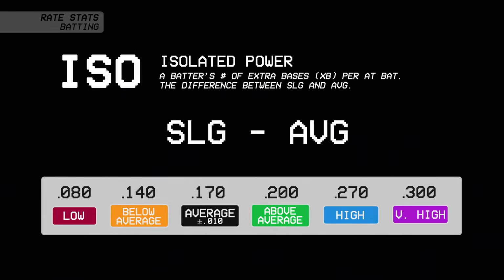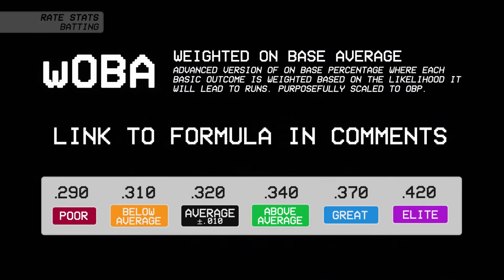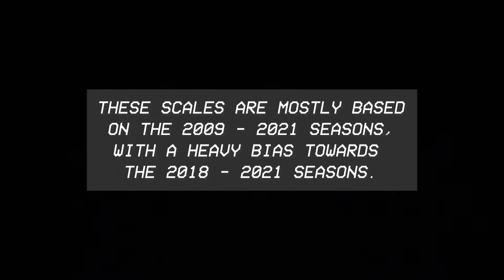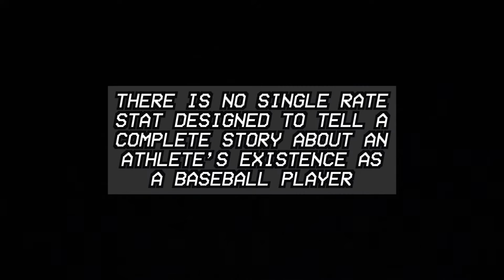Even though I'm confident in these scales for the purposes of this video, they might be out of date by the time you watch this. That's just the nature of baseball statistics. I've based these scales primarily on the past 12 seasons with a heavy bias towards the past 4 seasons. I also want to make it clear, again with emphasis, that each statistic in this video only tells one part of a player's story. There is no single rate stat that is designed to give a complete picture of how a player performs and exists as a baseball player.